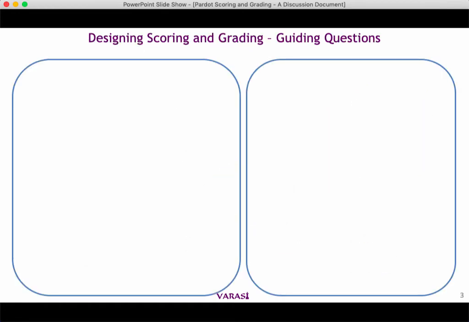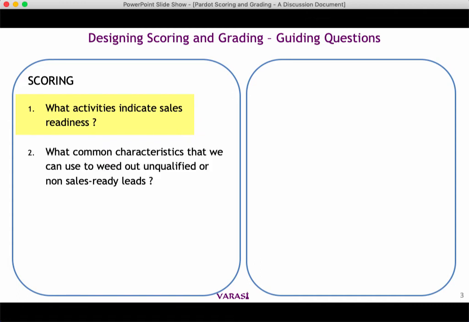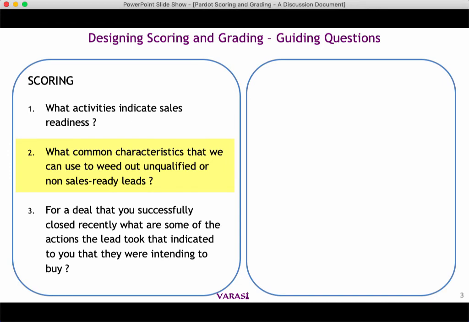Now, in our workshops for designing the scoring and grading criteria, here are some questions that we have our clients think through. When it comes to scoring, what actions on your website indicate an interest in your product? And what actions indicate intent to buy or sales readiness? Alongside, what are some activities that are indications that they're not looking to buy?